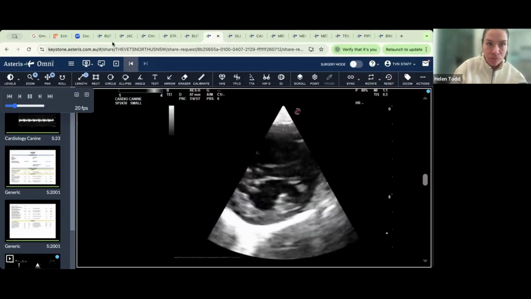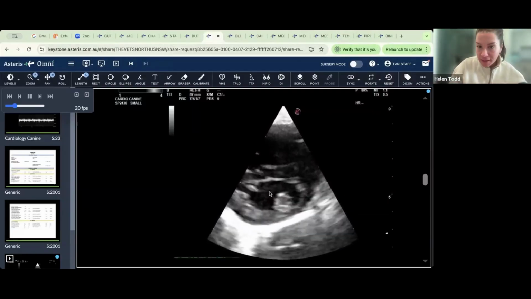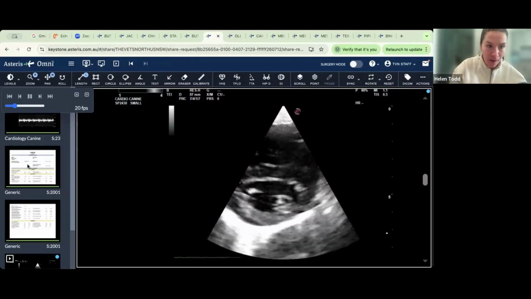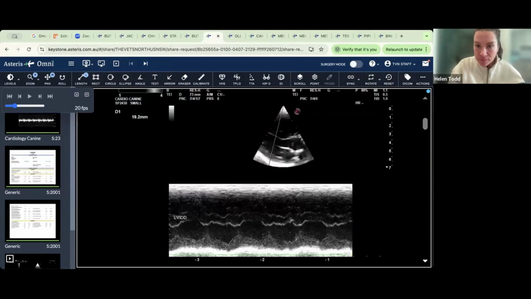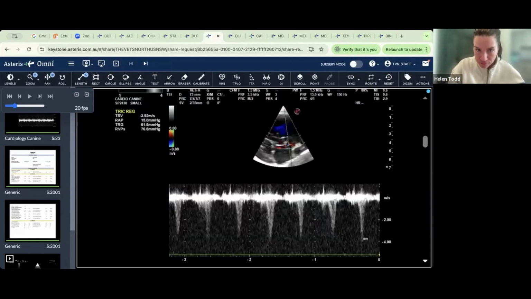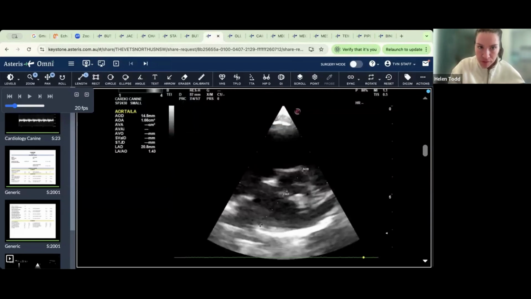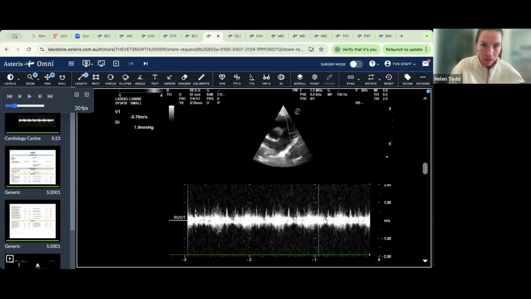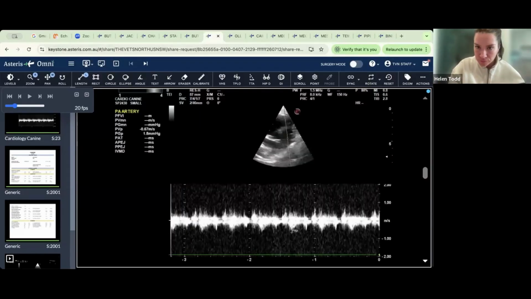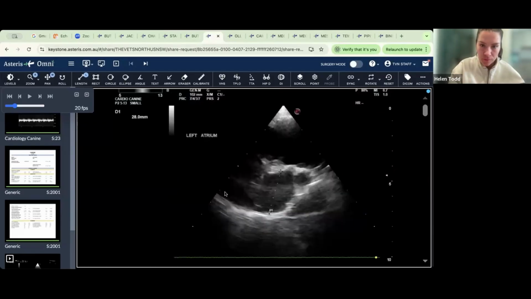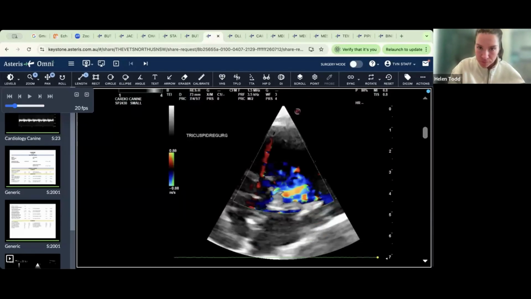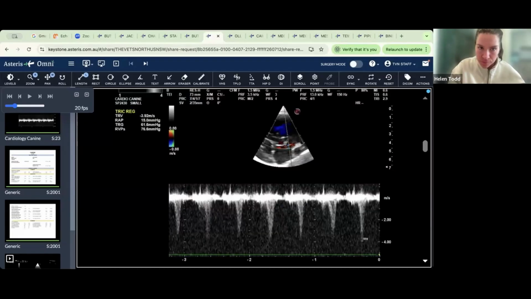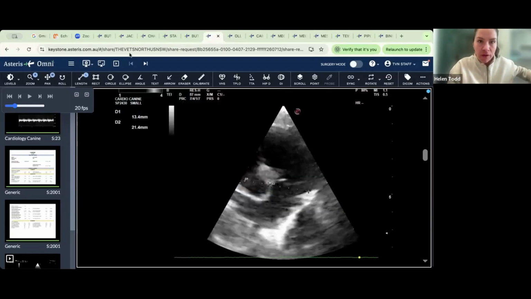So from this mushroom view, we've put our M mode cursor on. So I'm just going to show you another M mode. Oh, where's he gone? Oh, he's gone. Okay, don't worry.